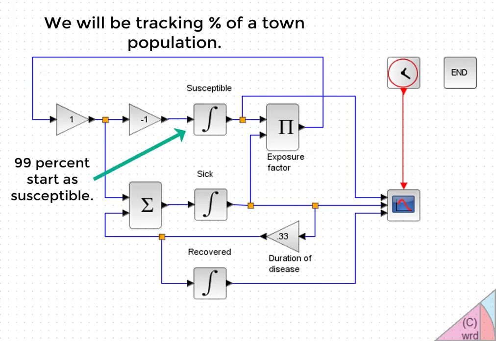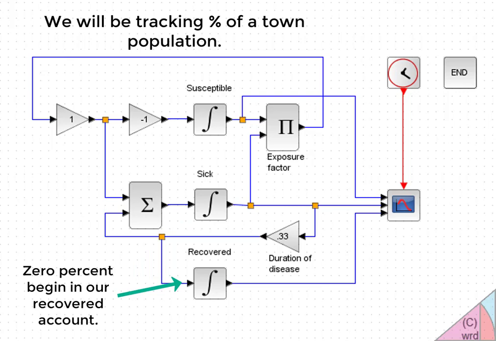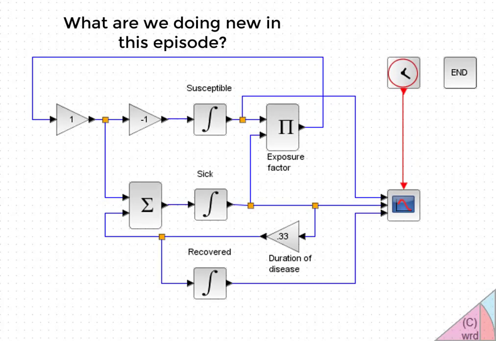99% of the town population begins in the well but susceptible group, the top account in our model. 1% begin in the sick and contagious group, our middle account. 0% begin in our recovered, immune and not contagious group. This is our bottom account. What is new in this episode?